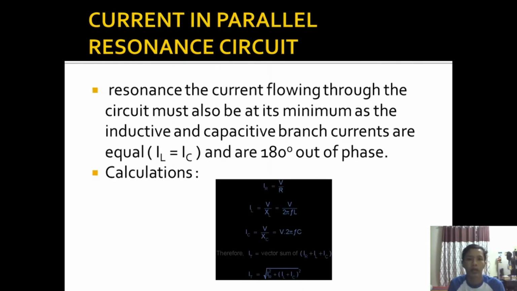Current in parallel resonance circuit. At resonance, the current flowing through the circuit must also be at its minimum, as the inductive and capacitive branch currents are equal. IL equals IC, and they are 180 degrees out of phase. The calculation is shown.